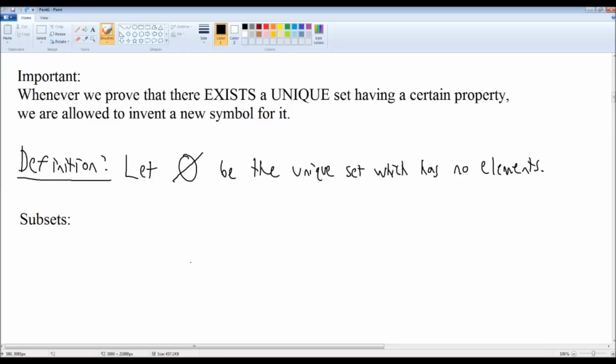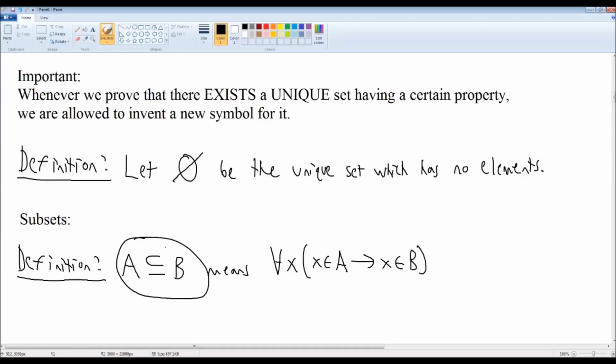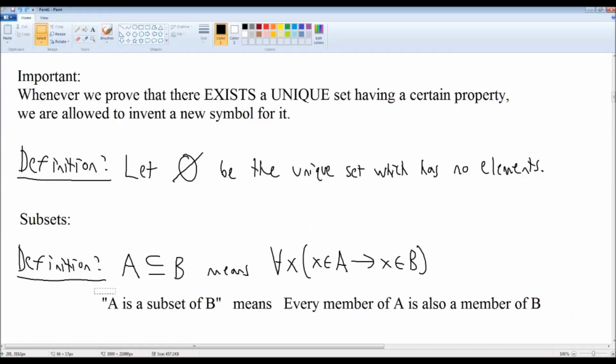Speaking of making up new symbols, let's talk about subsets. We write this, meaning A is a subset of B, when we really mean this: every element of A is also an element of B. In other words, saying A is a subset of B is the same as saying every member of A is also a member of B. You can think of this symbol as shorthand for this ugly expression. In principle, we could keep using this ugly expression every time, but that would be such a pain.